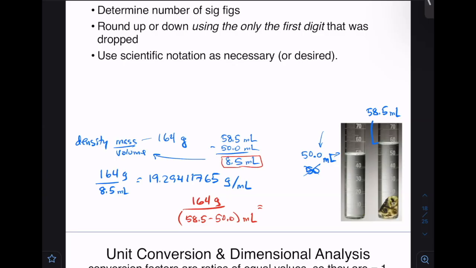Okay, so we want to do this first. Parentheses. So there's only 2 sig figs here, which means our cutoff is here. And we don't need to worry about the 9 and the 4 and the 1 and the 1. We only need to focus on the first digit that's dropped, and that's a 2. So the 2 does not round that 9 up to a 10. So we would report this as 19 grams per milliliter.